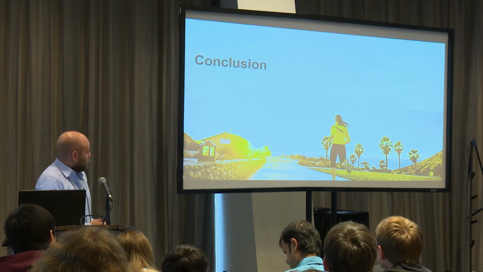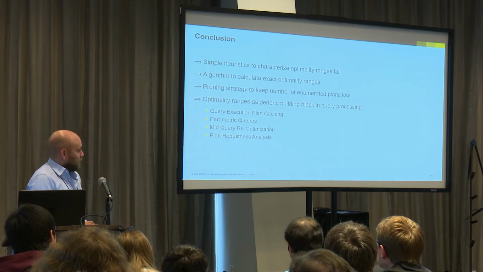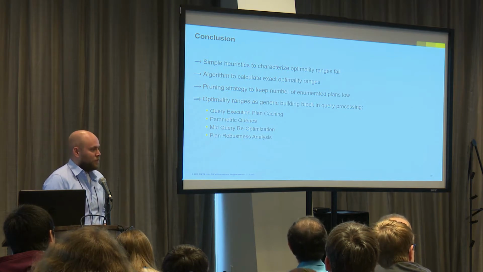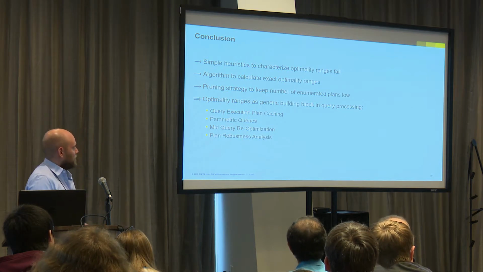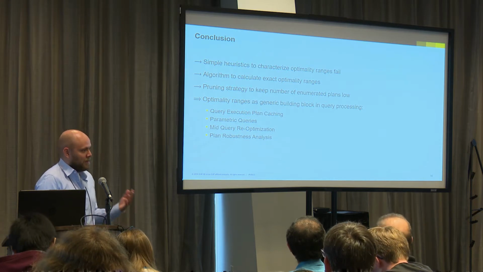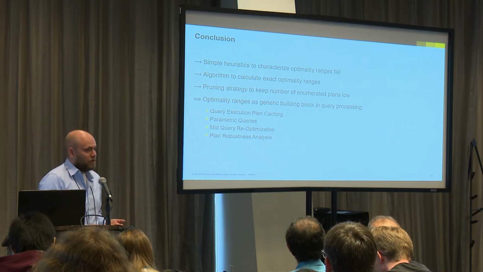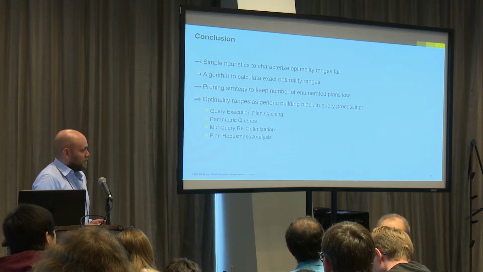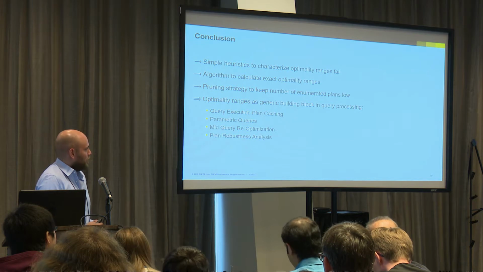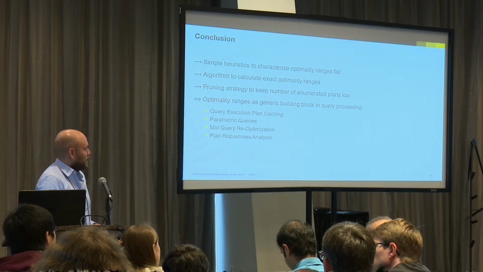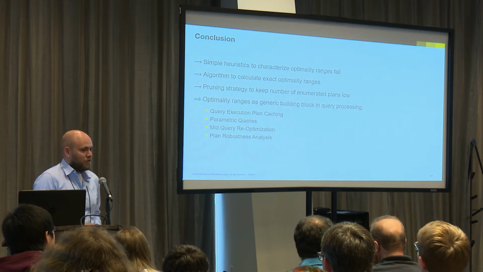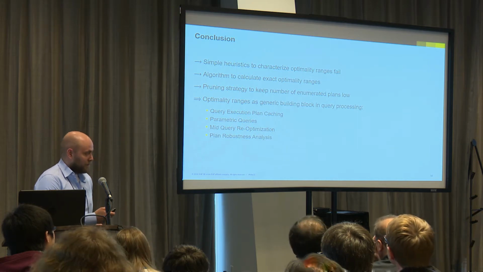Okay, so, in conclusion, as I've said, simple heuristics fail to characterize optimality ranges precisely. We presented this algorithm to calculate exact optimality ranges by taking all necessary plan alternatives into account. We also have this pruning strategy, which is a large contribution of our work, which significantly reduces the number of enumerated plans. And we've seen that optimality ranges can be a generic and important building block in query processing.